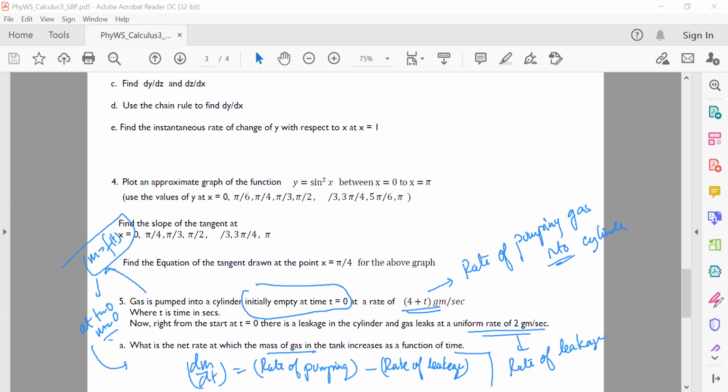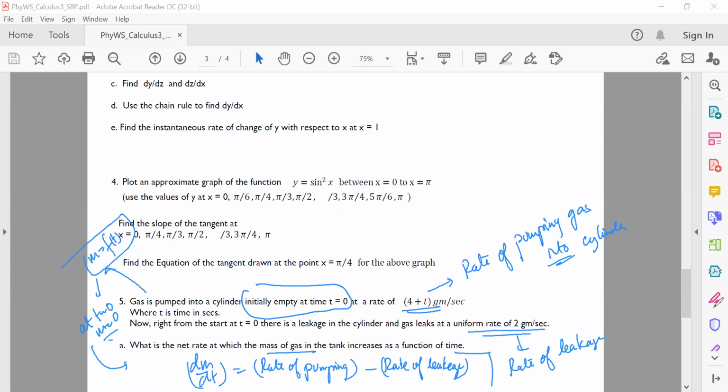The rate at which mass changes is the rate at which we are pumping in the gas minus the rate at which the leakage is happening. It's like two things happening simultaneously. If we were only pumping, then mass would increase at the rate of pumping. If it was only leaking, then mass would decrease at the rate of the leakage. So when pumping and leaking are happening simultaneously, the net rate of change will be equal to this quantity here.